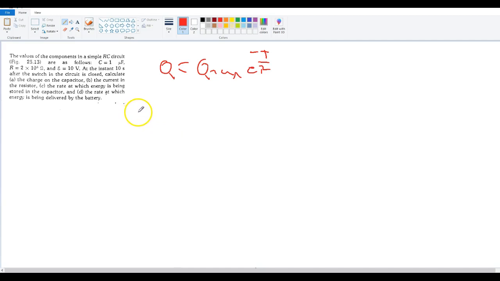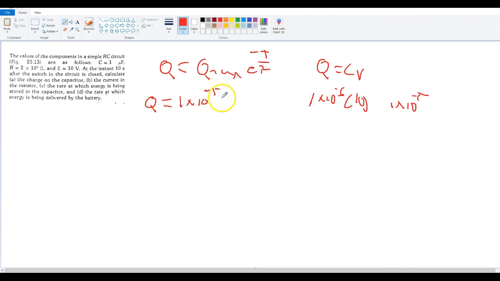Now, the first thing it wants is the charge on the capacitor, at t equals 10 seconds, and that's what we're going to solve for immediately. So we know, well, what's the Q max? It's going to be Q equals CV, or 1 times 10 to the negative 6 times that 10 volts, or 1 times 10 to the negative 5th. So 1 times 10 to the negative 5th times e to the negative 10 over tau, and tau is equal to RC again.